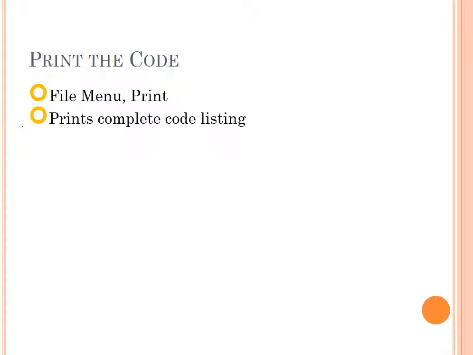Now, because some of us are still kind of stuck in the paper paradigm, hey, I just made up a new term, paper paradigm, sometimes we like to see our code printed out. I don't like to do this. I think it's a waste of paper. Hopefully, as you get to be better programmers, you won't do this very much. But if you need to print out the code, you certainly can. You just go to the File menu and choose Print, just like every other Windows program in the world. And this will print a complete code listing, and you can look it over if you need to.